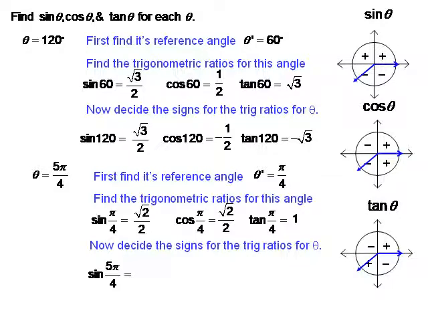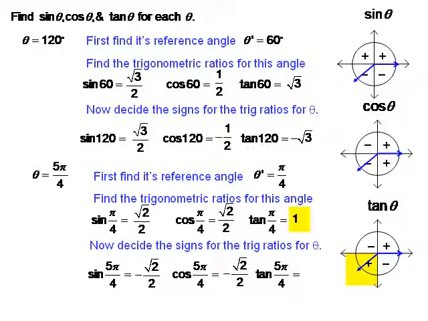So sine of 5 pi over 4, we need the answer of sine of pi over 4 and the sign in the third quadrant of our sign chart. Okay, so sine is negative in the third quadrant and sine of pi over 4 is root 2 over 2. So sine of 5 pi over 4 is negative root 2 over 2. Cosine of 5 pi over 4, again we're going to pull together our two parts. Cosine of pi over 4 is root 2 over 2. Cosine in the third quadrant is negative. So cosine of 5 pi over 4 is going to be negative root 2 over 2.